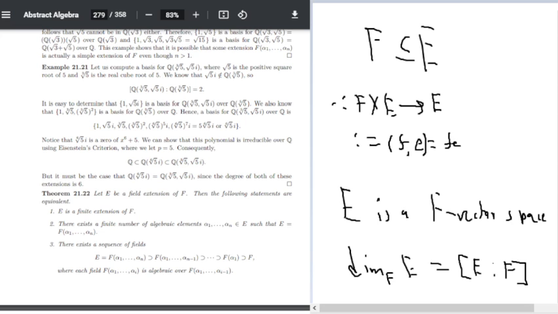We can show this polynomial is irreducible over Q using Eisenstein's criterion, where we let p equal 5. Consequently, Q is a subset of Q(6th root of 5i), which is a subset of Q(cube root of 5, square root of 5i). But it must be the case that Q(6th root of 5i) is equal to Q(cube root of 5, square root of 5i), since the degree of both of these extensions is 6.